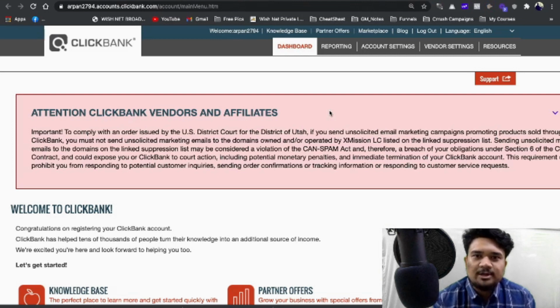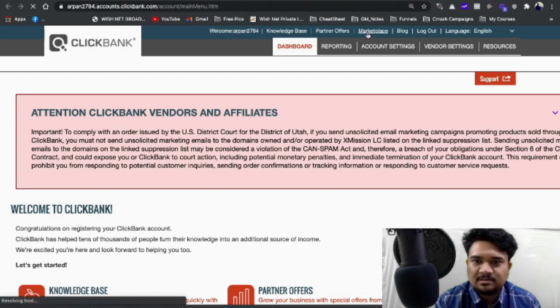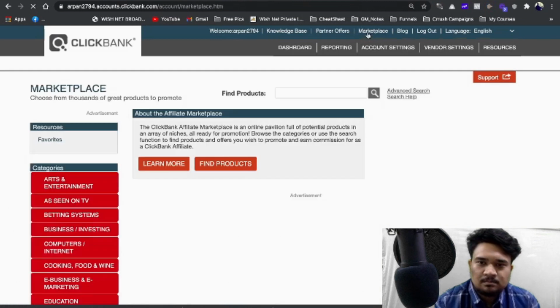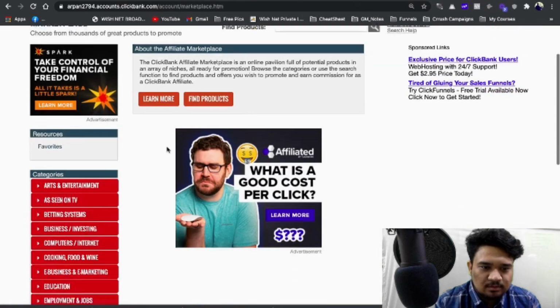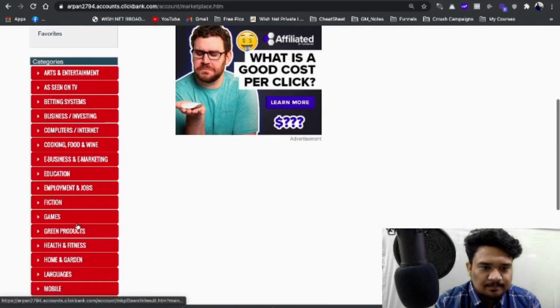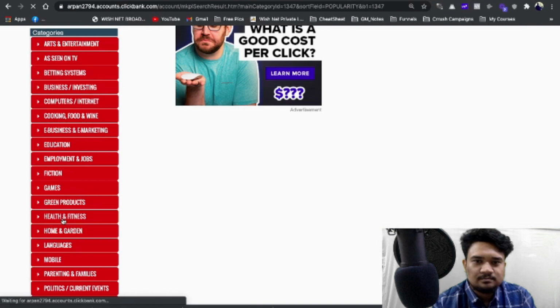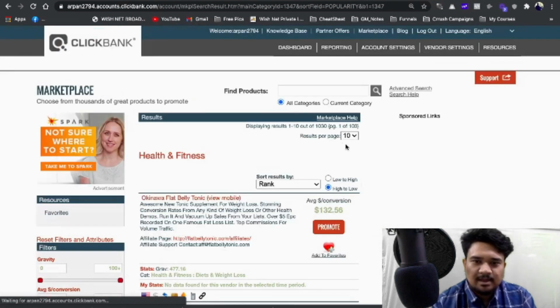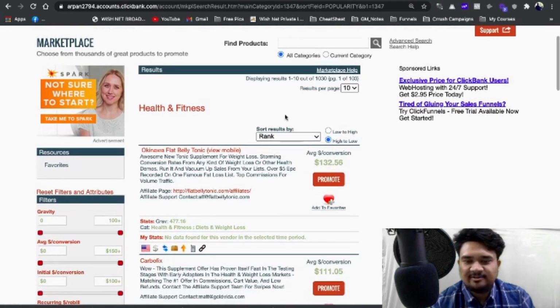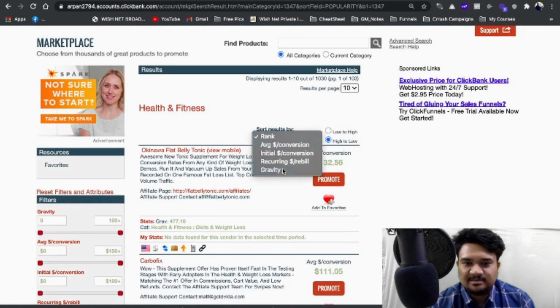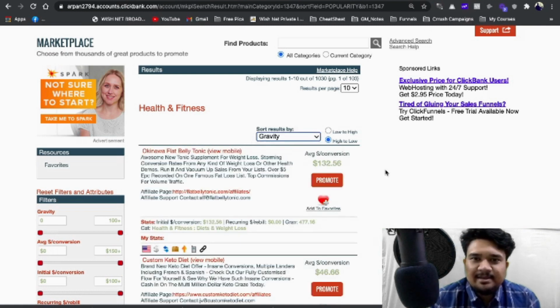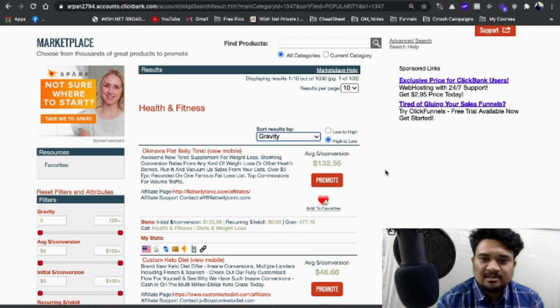Once you log into ClickBank, you need to click on marketplace. Now if you go down here, you will find a category which says health and fitness. You need to click over here, and the next thing I want to do is, if you can see there is a sort results by option, I will change this rank to gravity. By gravity I mean they are going to show the offers which other affiliates are promoting at the moment. The higher the gravity is, the higher is the chance of that getting sold.